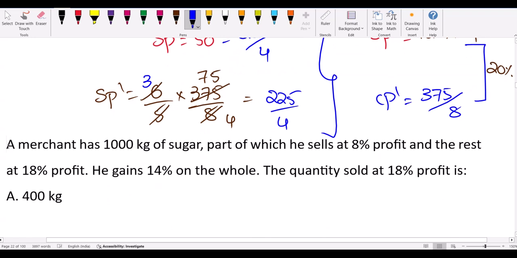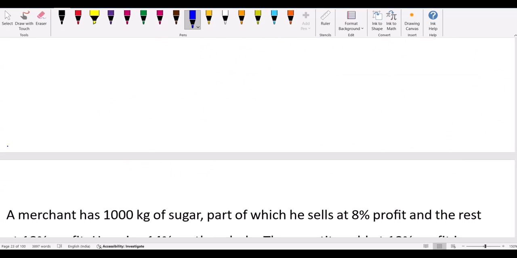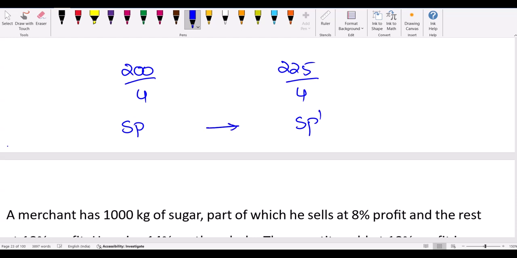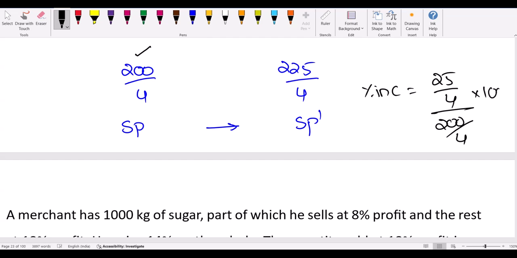Now the question is, what is the percentage increase? The value is increasing, 200 by 4 became 225 by 4. How much increased here? 25 by 4. That is an increase. How much increase with respect to the initial value? Initial value is 200 divided by 4 into 100. This 4 cancels. This is 25 8 times. So 100 divided by 8 is 12.5%.